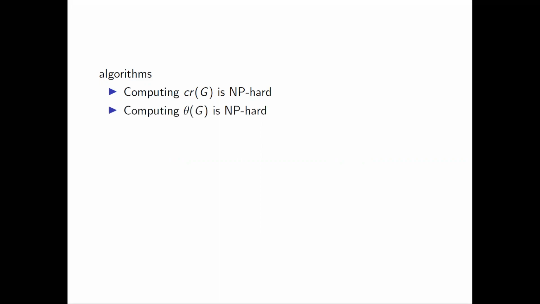And we can say the same about computing the thickness. Computing the thickness theta of G is also an NP hard problem. So we can say that this problem is as difficult as any problem in NP. Both of these problems, computing the crossing number and computing the thickness in general, are as hard as any of the problems in NP.